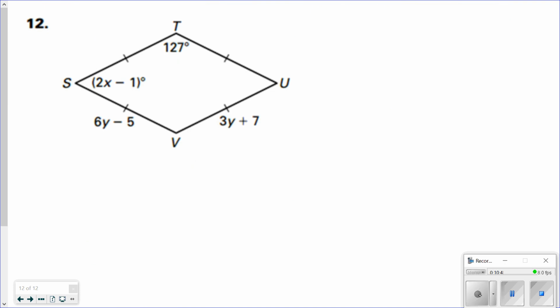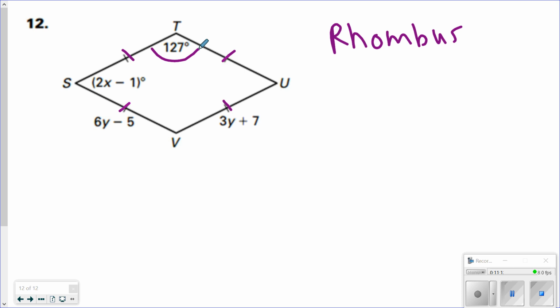And our last question for today, let's start with what type of quadrilateral do we have here? Is it a rhombus, a rectangle, or a square? The answer is a rhombus. How do I know it's a rhombus? Well, I see my 4 sides are congruent, and I know that one angle is 127, which means it can't be a square. The only option is a rhombus.